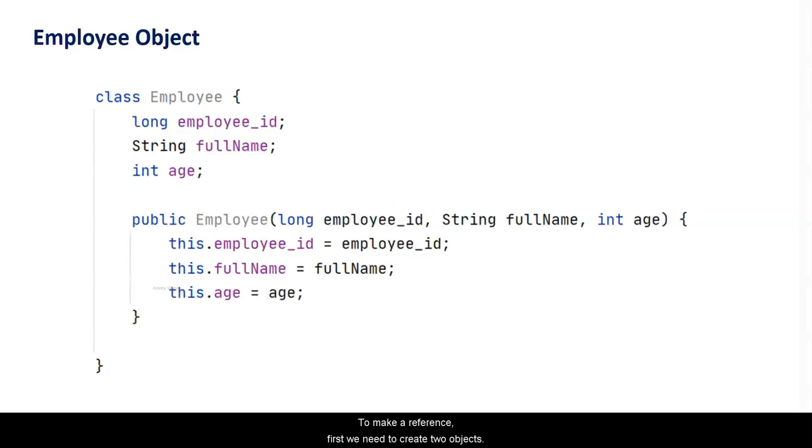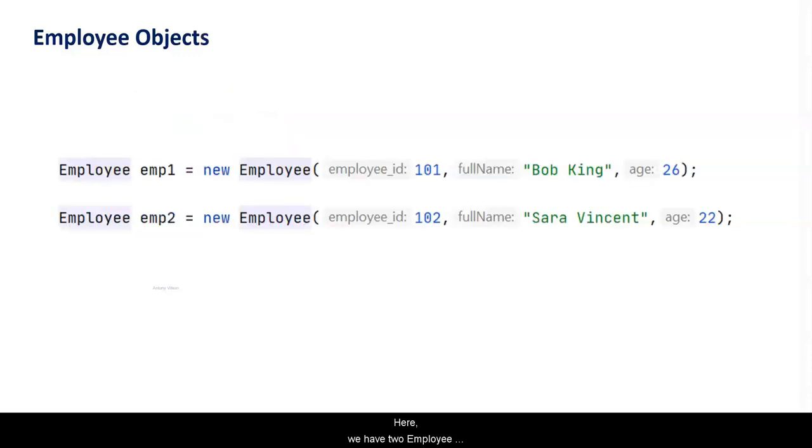To make a reference, first we need to create two objects. As you can see here, we will create two employee objects. We have seen this class Employee in the previous lecture. It has three fields: employee ID, full name and age, and a constructor which initializes all these fields. Now let's see these two employee objects. Here we have two employee objects, emp1 and emp2. The full name of emp1 object is Bob King and full name of emp2 is Sarah Vincent.